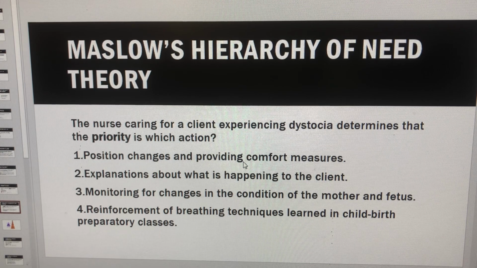Maslow's hierarchy of needs theory. The nurse caring for a client experiencing dystocia determines that the priority is which action.